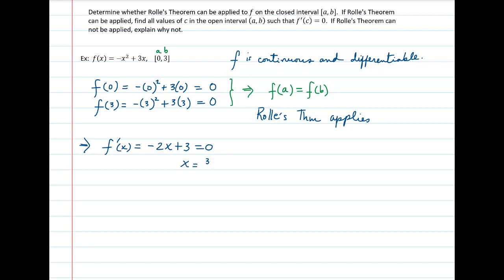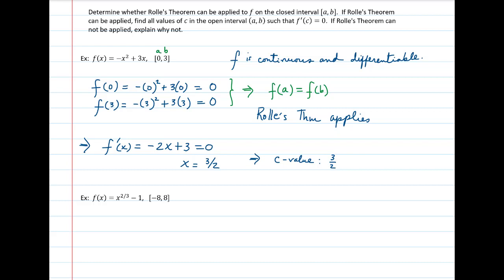Derivative of f would be equal to negative 2x plus 3. Set that equal to 0, and we get that x is equal to 3 halves. So then the derivative is 0 at 3 halves, which is in between 0 and 3. So our c value is 3 halves.